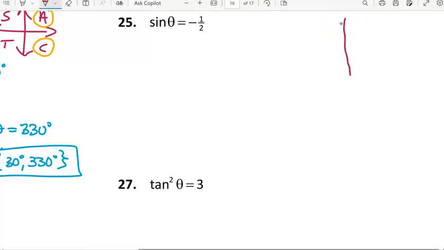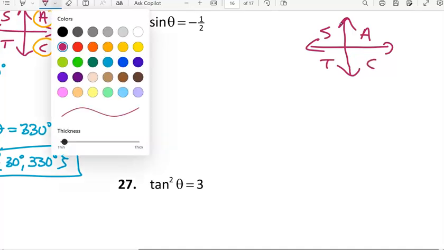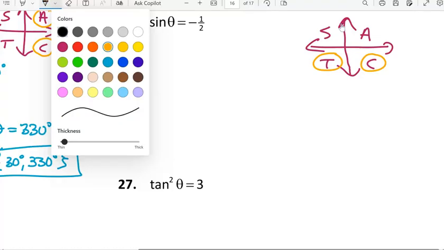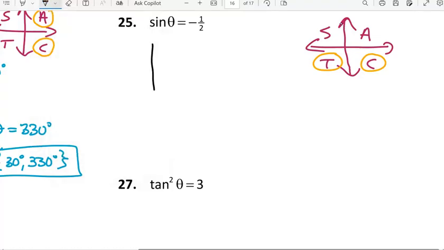In 25, ASTC tells us when we are looking for sine to be negative, we will find that in the third and fourth quadrants. So let's make a third quadrant picture. Third quadrant.